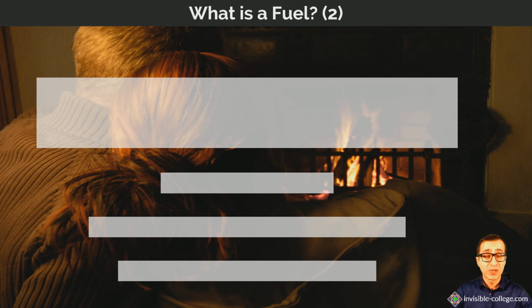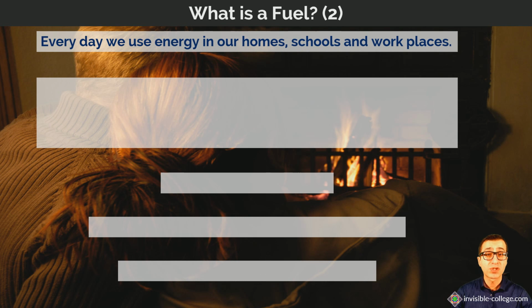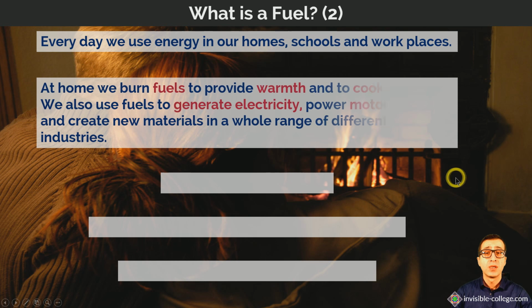Well, fuels are used in a number of contexts. Every day we use energy in our homes, in our schools, in our workplaces. This includes electrical energy, and much of that energy is produced by the combustion, the burning of fuels. So at home, we might burn fuels, such as in this photograph here, where we're burning wood in a wood fire. We burn these fuels to provide warmth and also sometimes to cook our foods. But in power stations, fossil fuels, for example, such as coal, oil, and natural gas, are burned in order to produce heat energy, which can then be used to generate electrical energy.